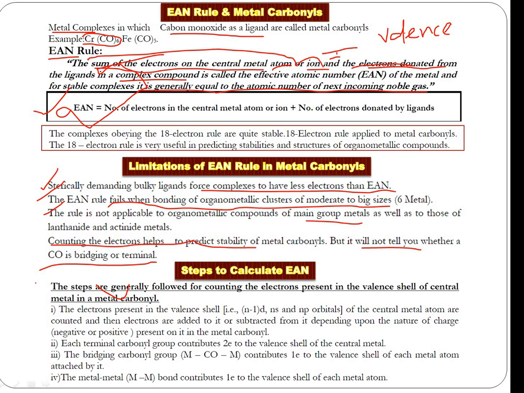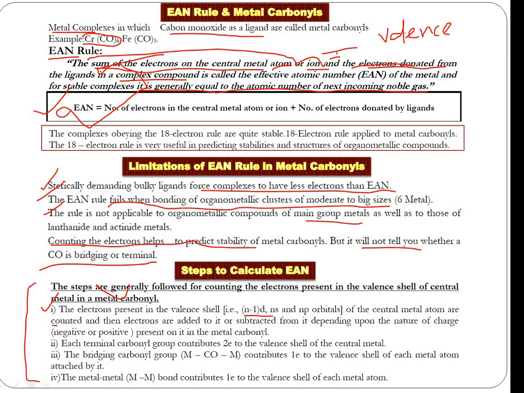Now let's move to our original topic. How can we calculate the effective atomic number of a complex? So point number 1: the electrons present in the valence shell nd, ns or np of the central metal are counted.